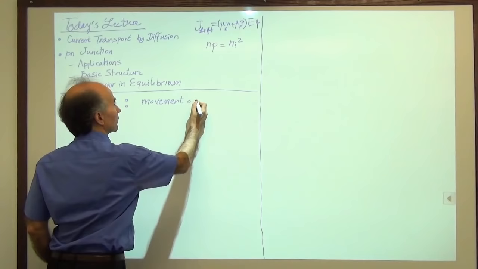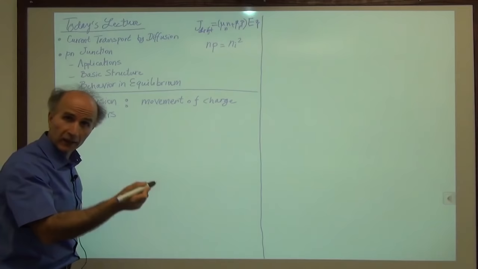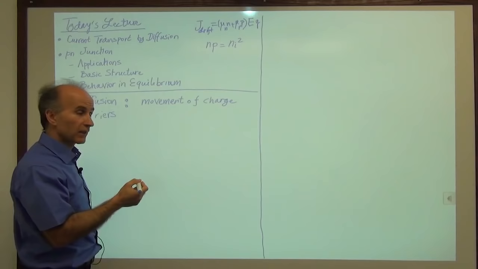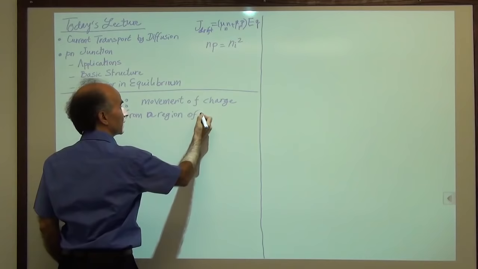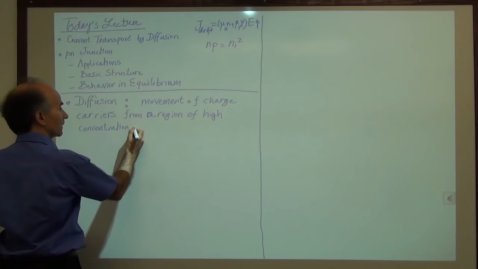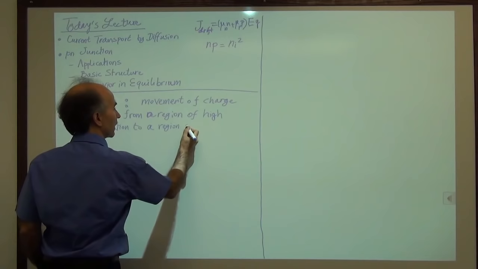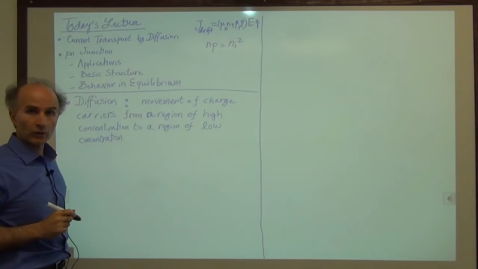movement of charge carriers. Now, of course, it doesn't have to be charge carriers. It can also be ink molecules or anything else you would like. But in our case, we are interested in charge carriers. Movement of charge carriers from a region of high concentration to a region of low concentration. Okay, just the way the ink molecules decided to redistribute themselves.